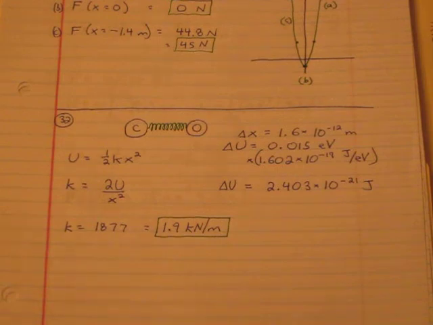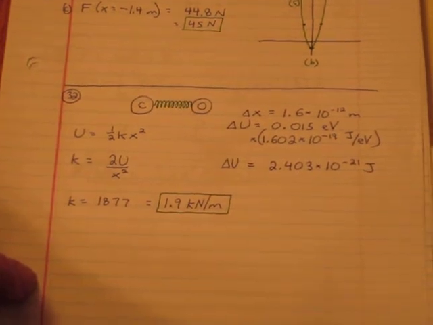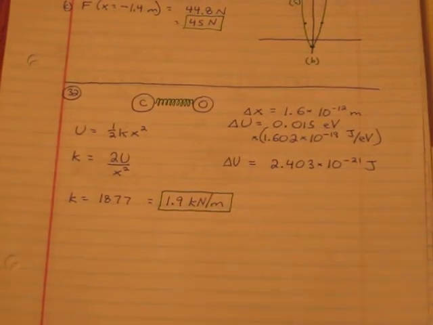Number 32. A carbon monoxide molecule can be modeled as a carbon atom and an oxygen atom connected by a spring. It gives the displacement from equilibrium. The potential energy increases by 0.015 electron volts. What's the spring constant? And if you're wondering what an electron volt is, look it up. It is in the front flap of the book.